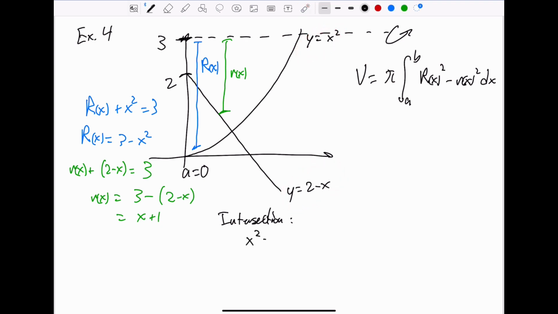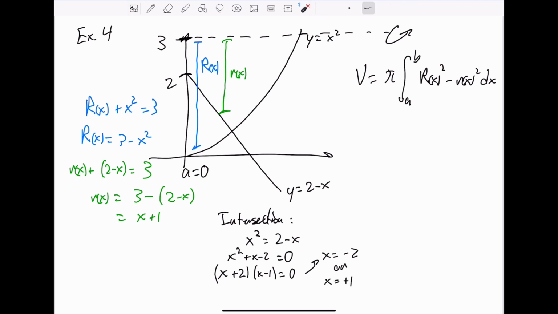So x squared equals 2 minus x. I want to move everything to one side and set this equal to 0. x squared plus x minus 2 equals 0. This factors as x plus 2 times x minus 1. So I obtain solutions of either x equals negative 2 or x equals positive 1.